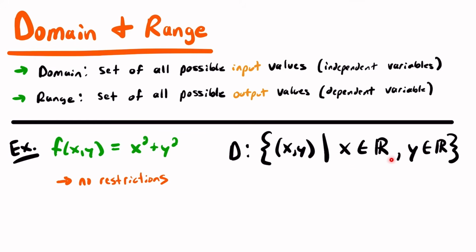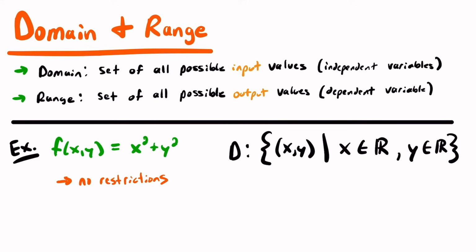If you haven't seen this notation before, or maybe it's been a while, this little curved e is the Greek letter epsilon, and it just means that whatever is before it belongs to the set that comes after it. And this fancy R represents the set of all real numbers. This is how we represent the domain for a multivariable function, particularly the case where any value of x or y will do.